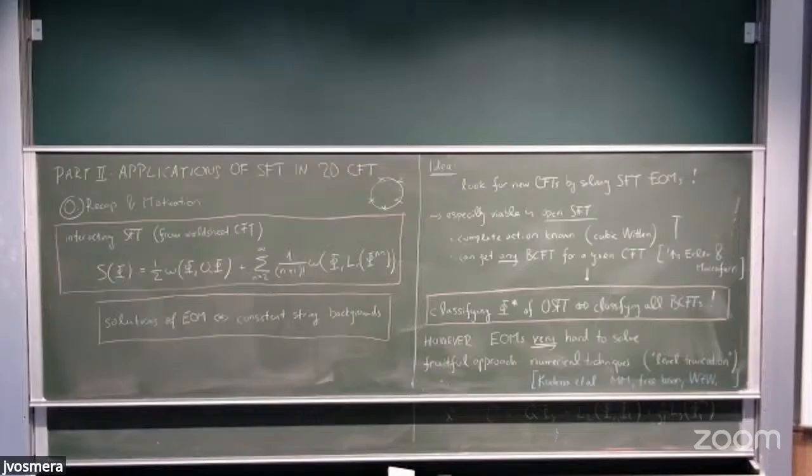A CFT is not the same thing as a string background, right? There you need to add the bc ghost system and look at cohomology. So yes, the map between CFTs and string theories is not one-to-one. I guess there could be different CFTs that, after adding the bc ghosts and doing cohomology, give you the same thing. I guess it's a little confusing. So you think there could be two different matter CFTs which, upon adding the bc ghost system, will produce the same spectrum and the same amplitudes?